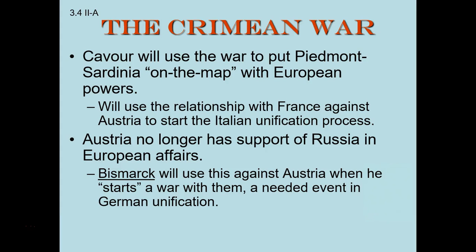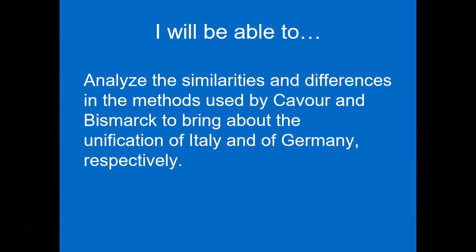Later on, when we get to Bismarck, we will also take a look at how he uses the Crimean War to his advantage, especially the fact that Austria has lost one of its key allies, Russia, and how Bismarck will exploit that loss of an alliance. When we're all said and done with this, and it could be back in class on Friday, who knows? Oh, Thursday, yeah, right.